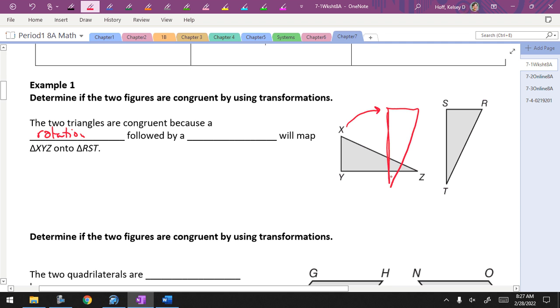Now, what else are we going to have to use? Courtney? Now, if you reflect it, you're going to flip it. Translation, you're just going to want to slide it. You just want to slide it over. Remember, if you reflect it, it's going to flip. It's going to face the other direction. So today, all you have to tell me, you only have 3 options: rotation, reflection, translation. How do I get them to match up?